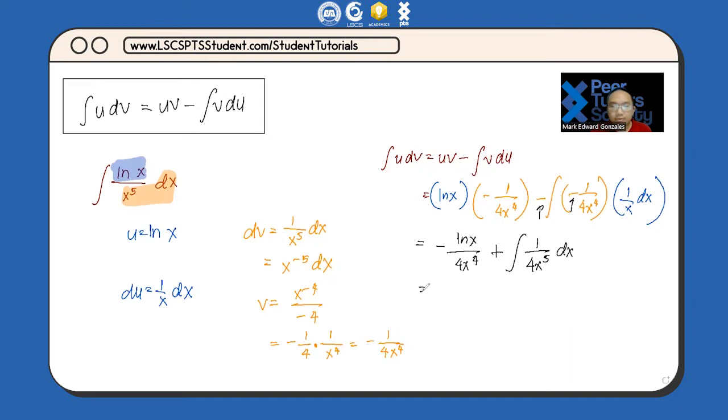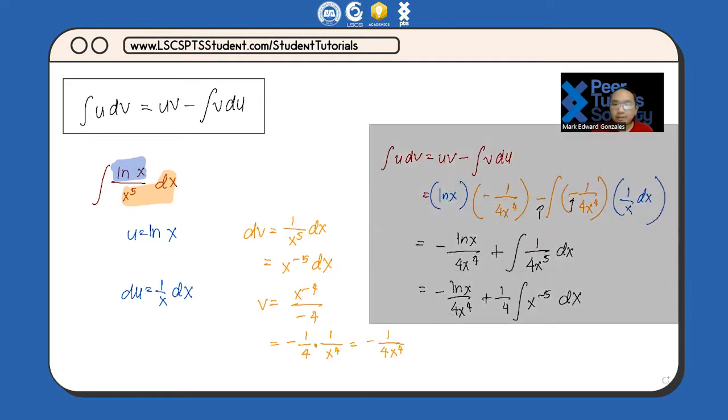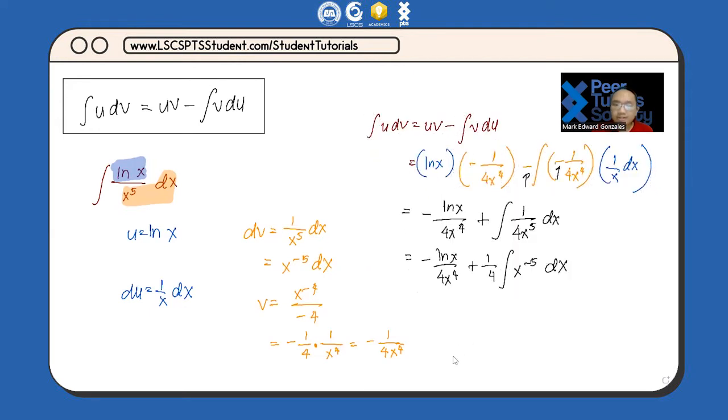So we try to factor out the 1/4 and convert 1 over x raised to 5 to one expression with negative exponents. With a negative exponent, that will be x raised to negative 5. So using the power rule, negative 5 plus 1 will be equal to negative 4. So the integral of x raised to negative 5 will be x raised to negative 4 over negative 4 plus c, the constant of integration. And so our final answer will be this.